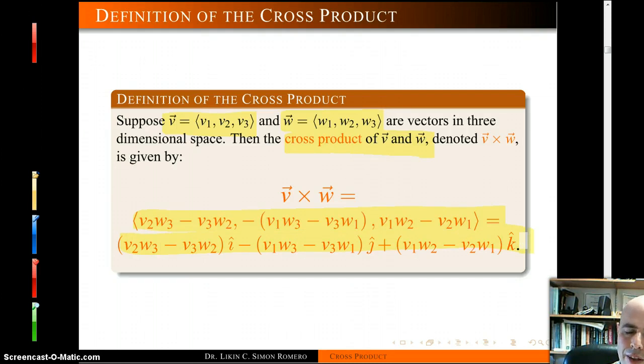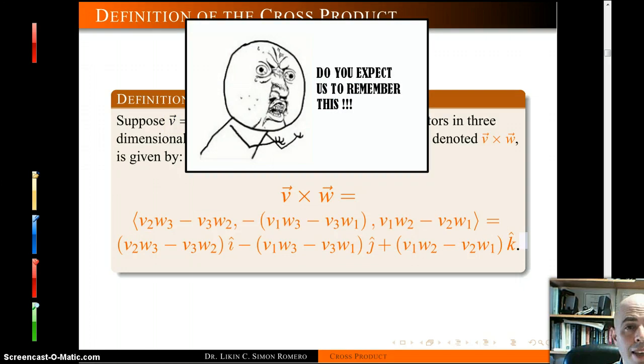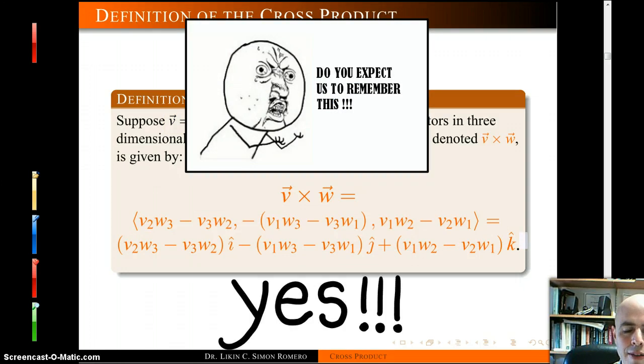So I know what you are thinking. And the answer is yes. I'm expecting you to remember this, but I'm going to give you a little trick to remember it a little bit better. For that, I need an operation called determinants.